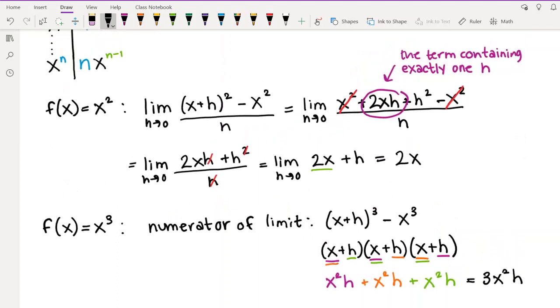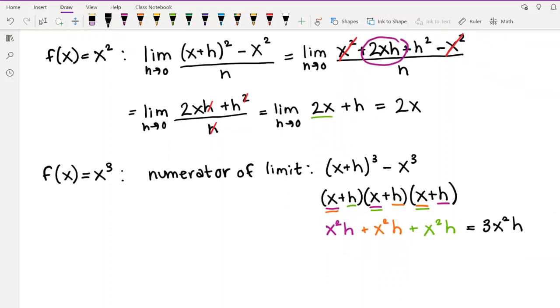So similarly to how up here, circled in purple, the 2xh was the part that survived. After we went through all the limit stuff, we were left with 2x, and that 2x came from this 2xh. Similarly here, if you set up the limit again, you would see that the only part that's going to survive after you do the cancellation and plug in 0 for h will be this 3x squared.